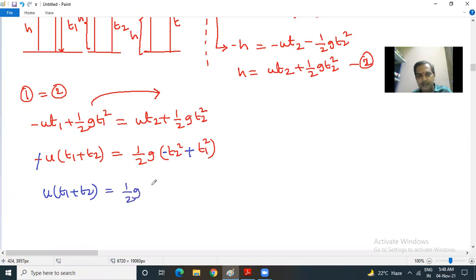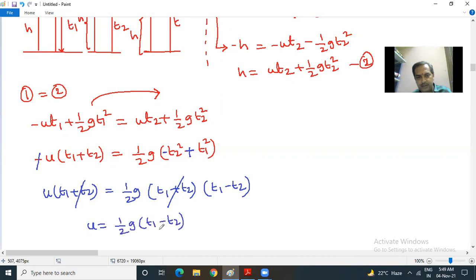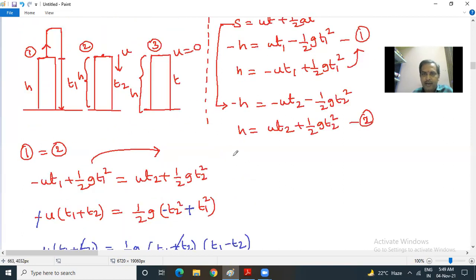You can write this as first t1 plus t2. You can also write t1 minus t2. So you can cancel both sides, t1 plus t2. So you will get u is equal to half g t1 minus t2. So this is the first equation. Making use of this, let us find out height of the tower. So in any equation you can substitute. Okay, you substitute in equation 2.